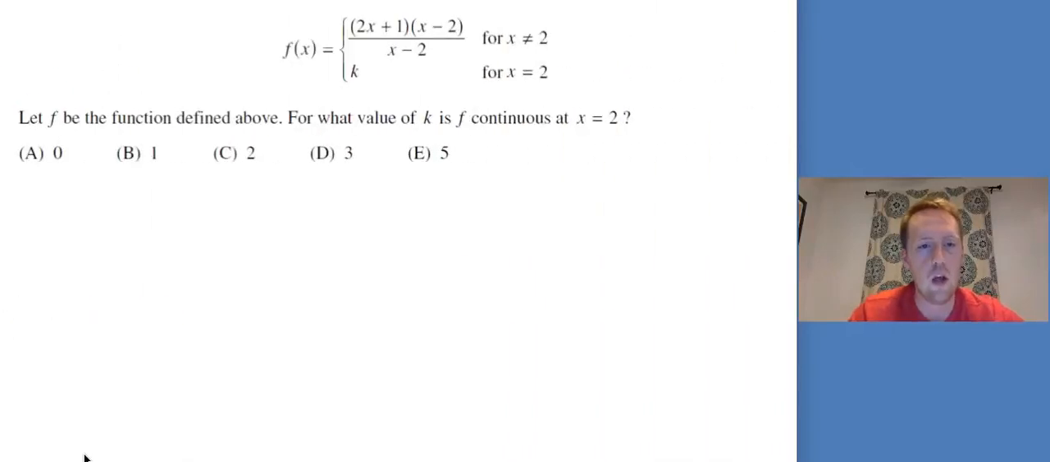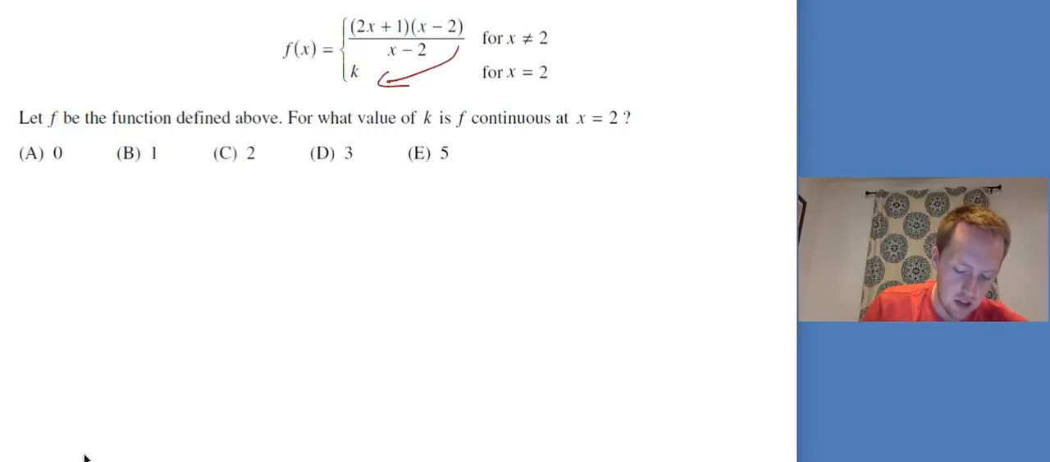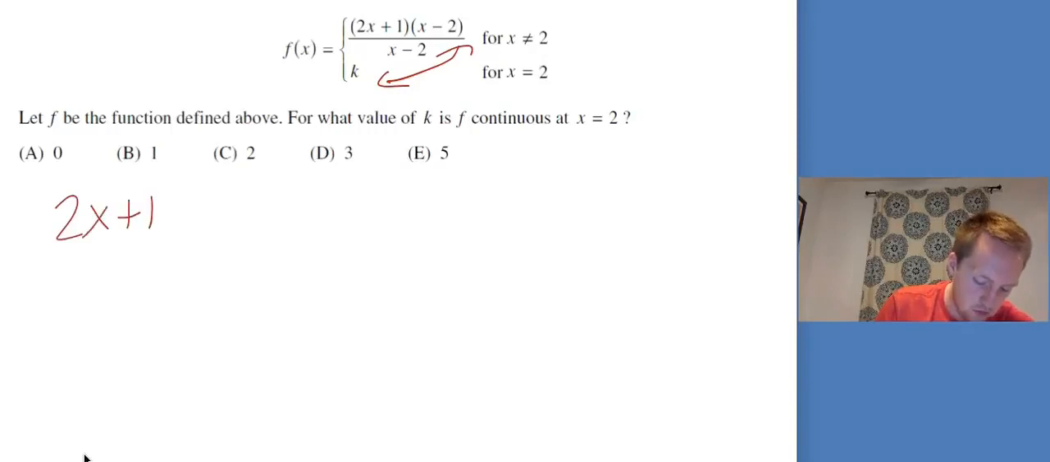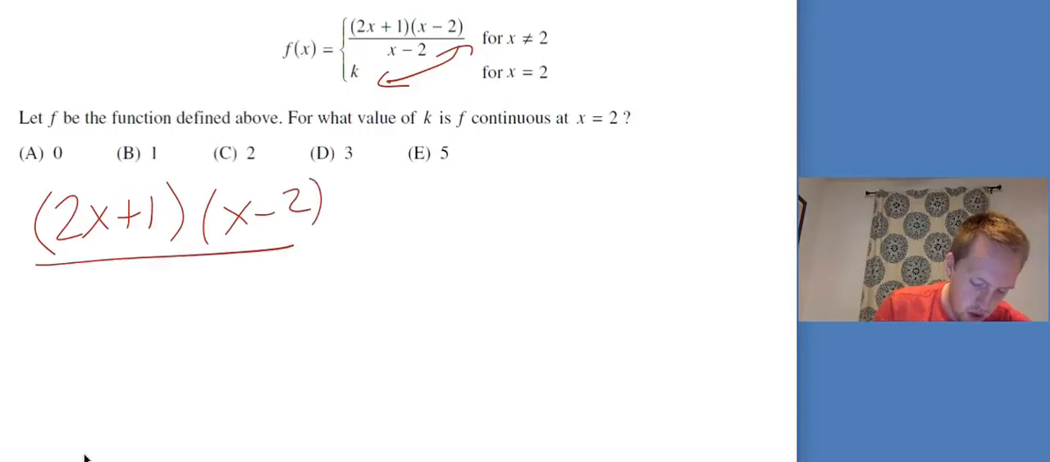Cool. Let f be the function defined above. For what value of k is f continuous at x equals 2? So basically, for this piecewise function, we need these two things to be the same when x equals 2. So I need 2x plus 1, x minus 2 over x minus 2. I essentially need to take the limit as x goes to 2 for this. I'm going to squeeze this in here because I didn't leave much room.